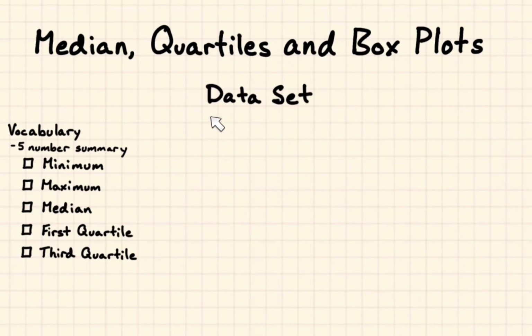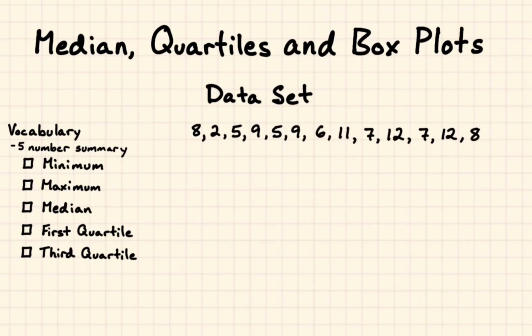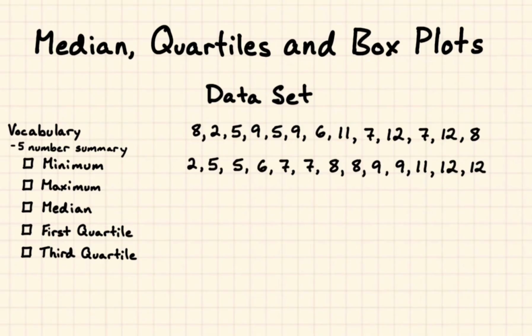We'll first look at a data set, so we'll put out a data set here. And if you have a data set that's just random, it's generated a bunch of points, what you're first going to want to do is put that data set in order from least to greatest. So we're going to want to order this. Now I have an order from least to greatest.